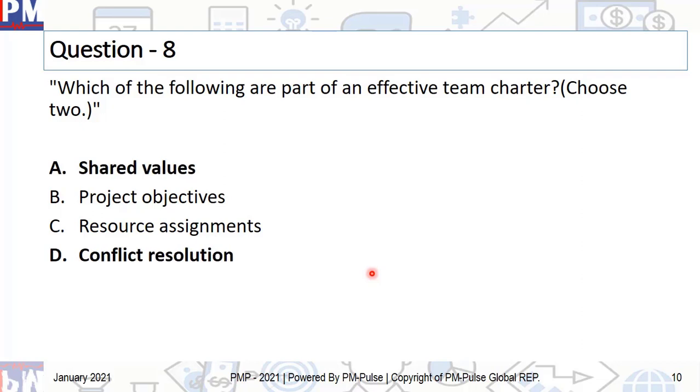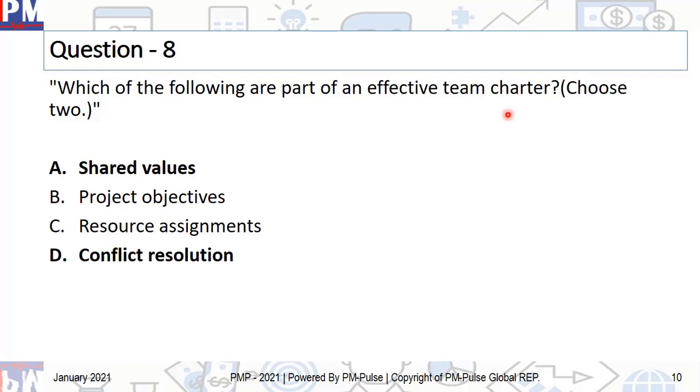And the correct answer is A, shared values, and D, conflict resolution. Now, when we talk about team charter, project objectives is not part of team charter. Why do we make a team charter? Team charter is how to get the team to collaborate very well and to be able to work with each other very well. And of course, when they work together, they may have conflicts.